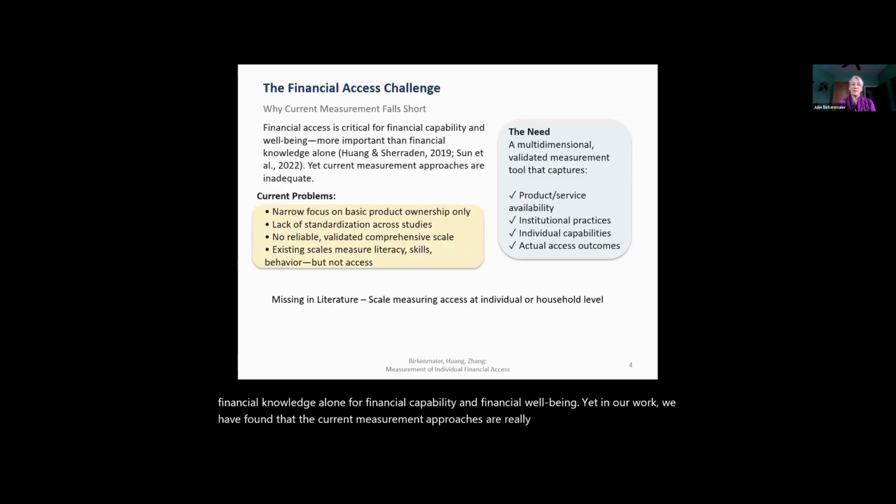And the problems are severalfold. First, there's oftentimes a narrow focus on basic financial product ownership. There's a lack of standardization of how this concept is measured across studies. And to our knowledge, there has never been a valid, comprehensive scale to measure financial access. In contrast, there are a lot of scales that measure financial literacy, financial skills, financial behavior, but there is not a scale that measures access at the individual or household level.